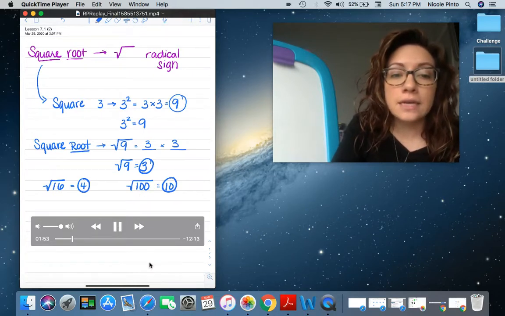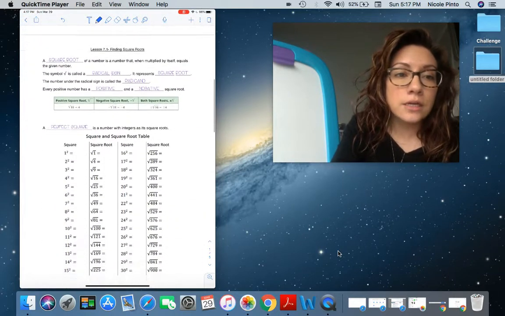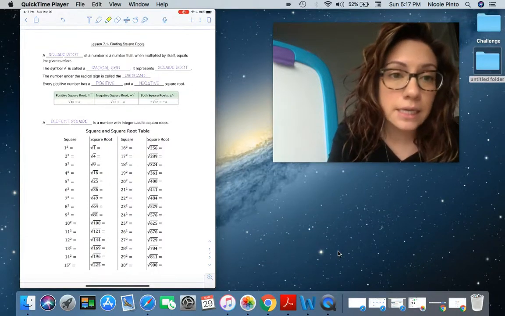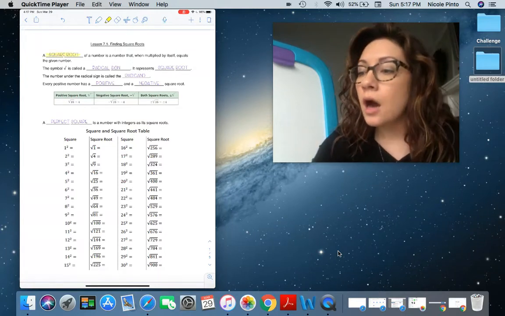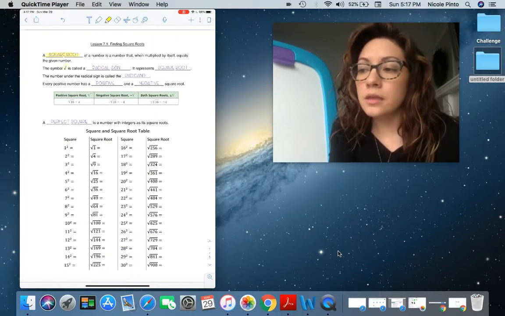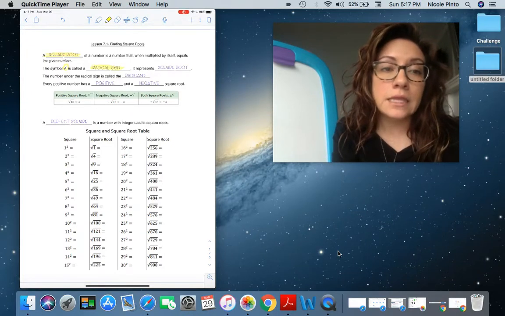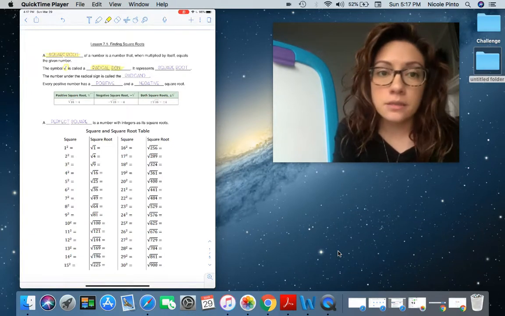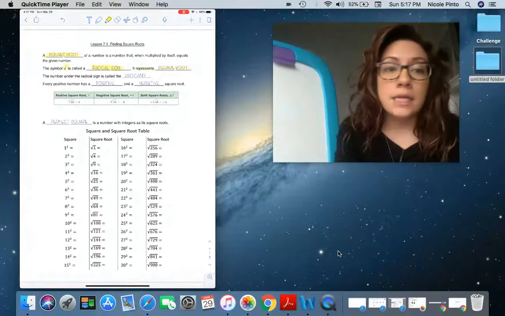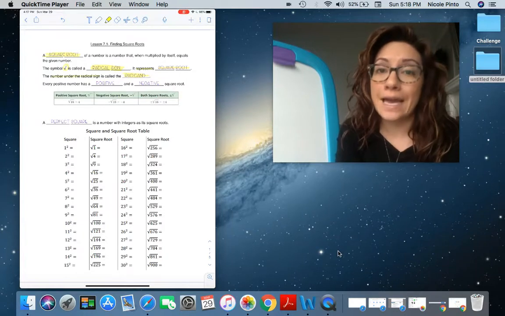All right, and that is how square root basically works. If you take a look over here, now we have a little bit of vocabulary. It's kind of hard to see, but we'll go through it together. Again, the square root of a number is a number that when multiplied by itself equals the given number. That little symbol is called the radical sign, like we said, and it represents your square root. Now, the number, el número, underneath that sign is called your radicand.